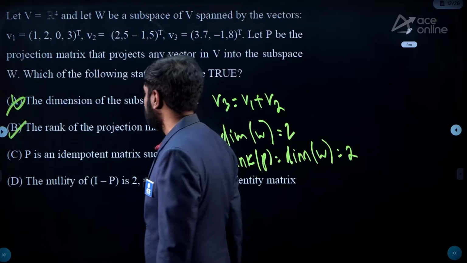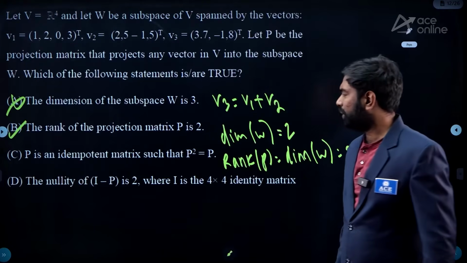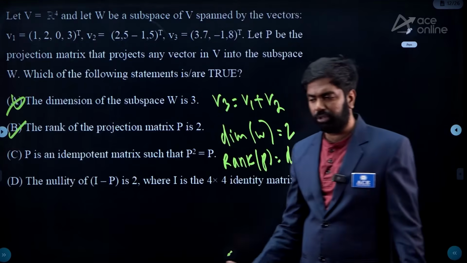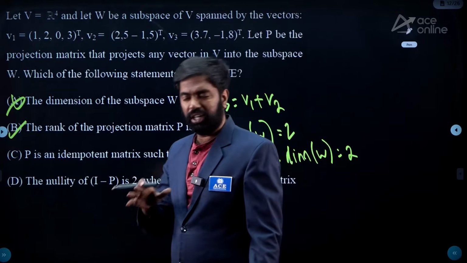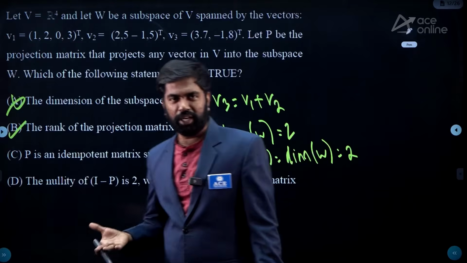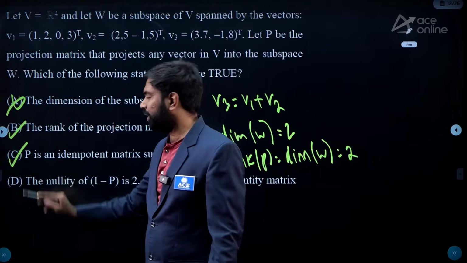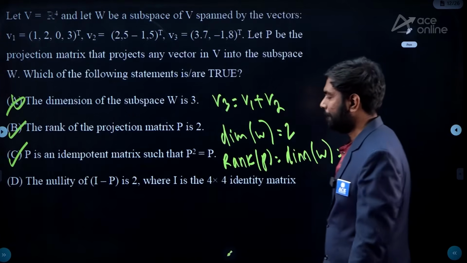This is correct. So the projection matrix is idempotent, such that P square is P. It's a nice important property of a projection matrix that it is idempotent. It is symmetric. Its eigenvalues are either 0 or 1. There are many such properties. Idempotent is one such property the projection matrix is going to obey.